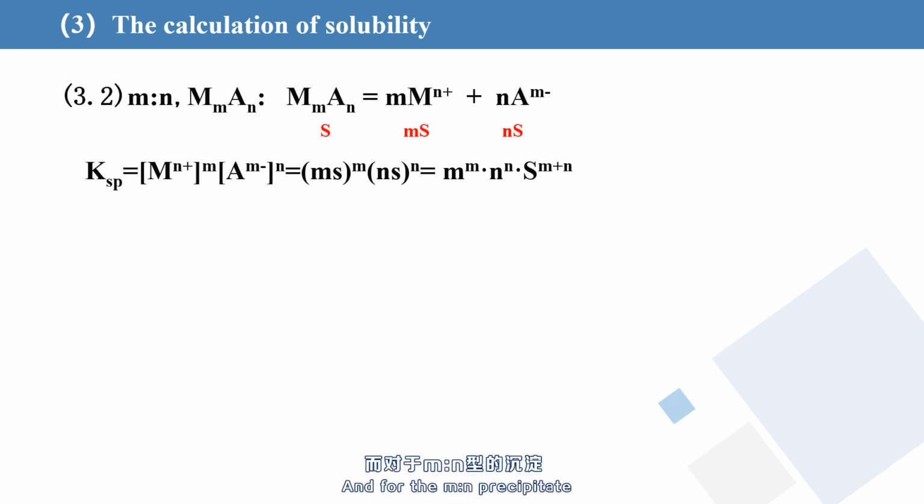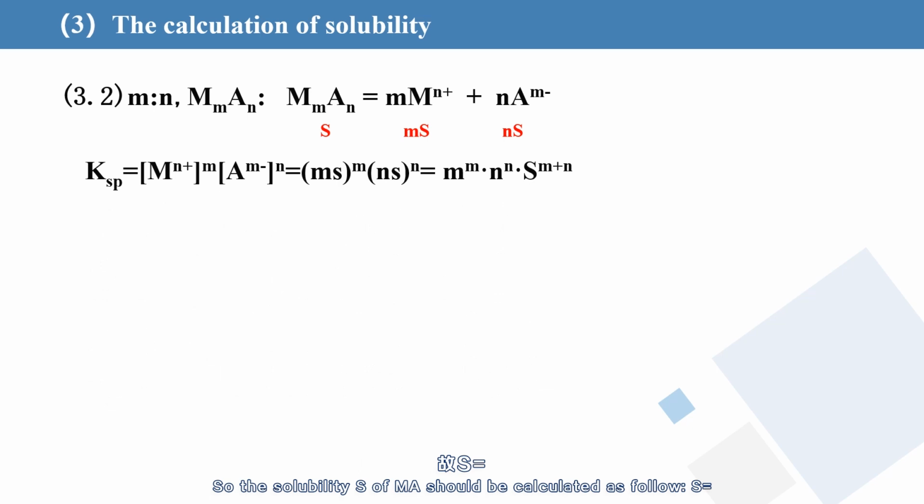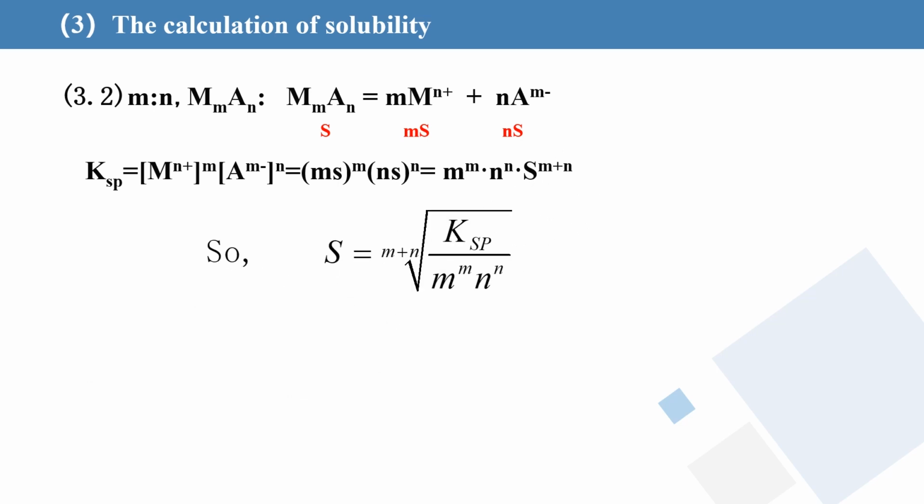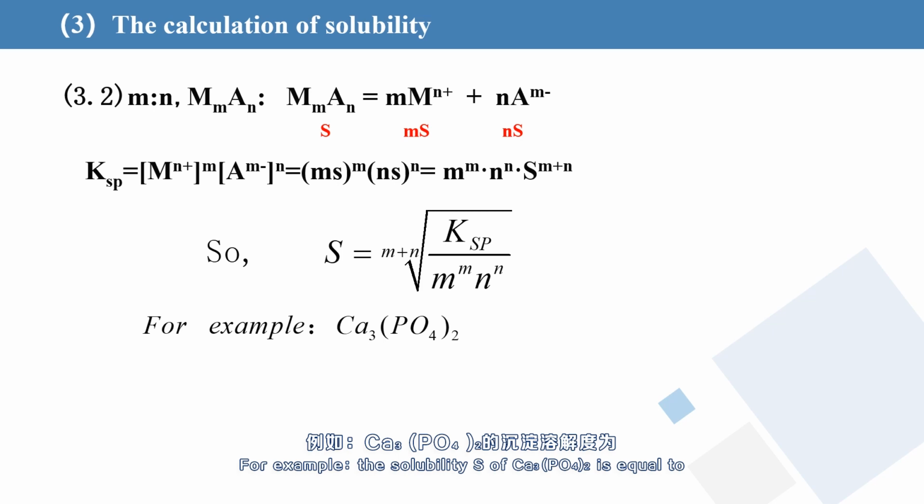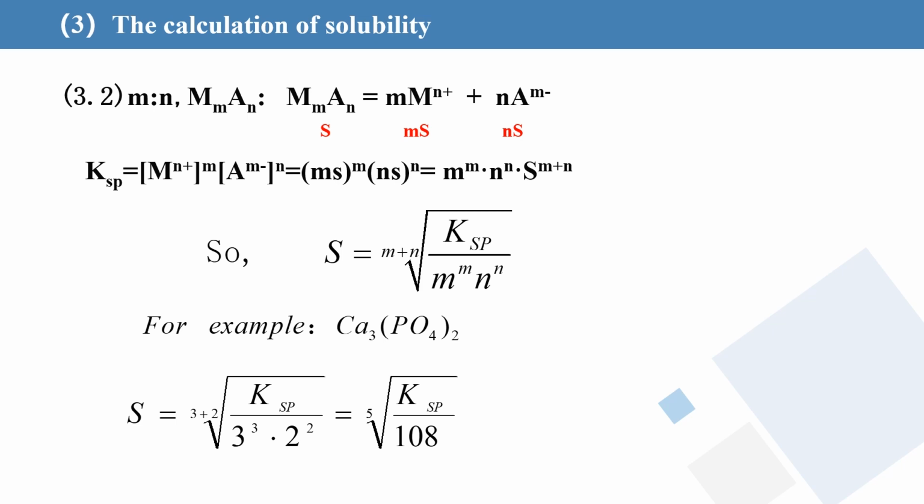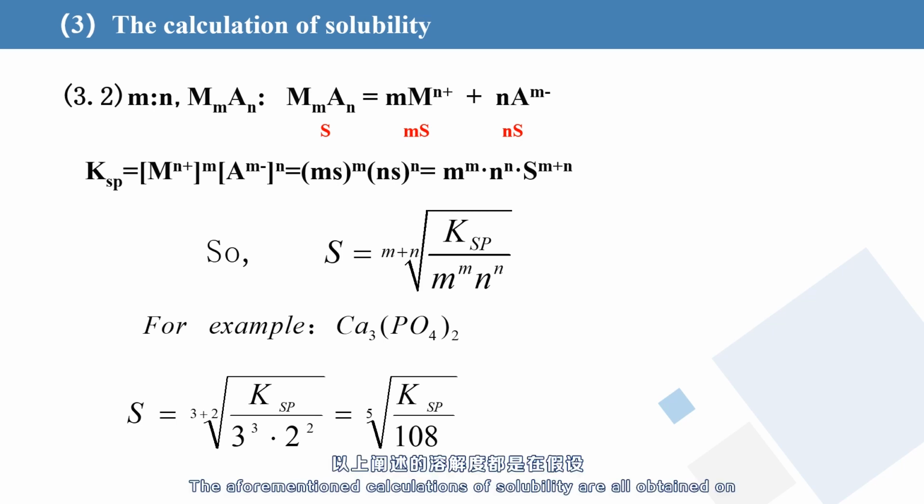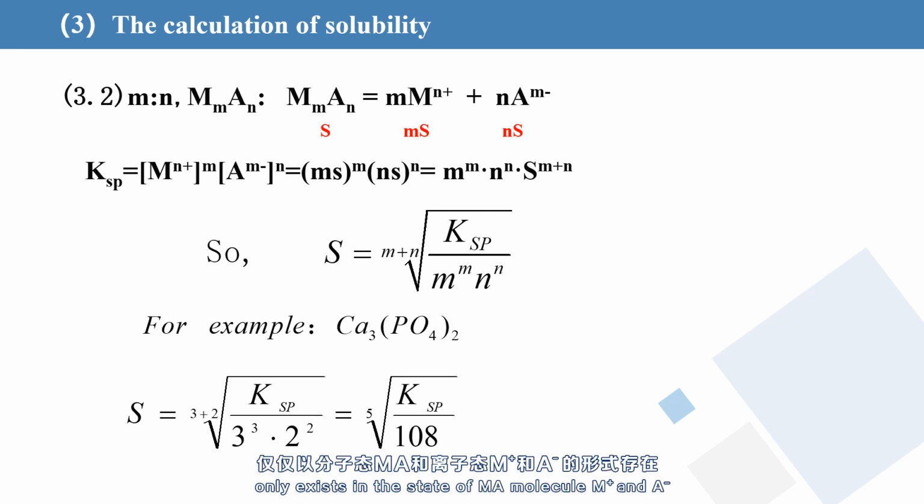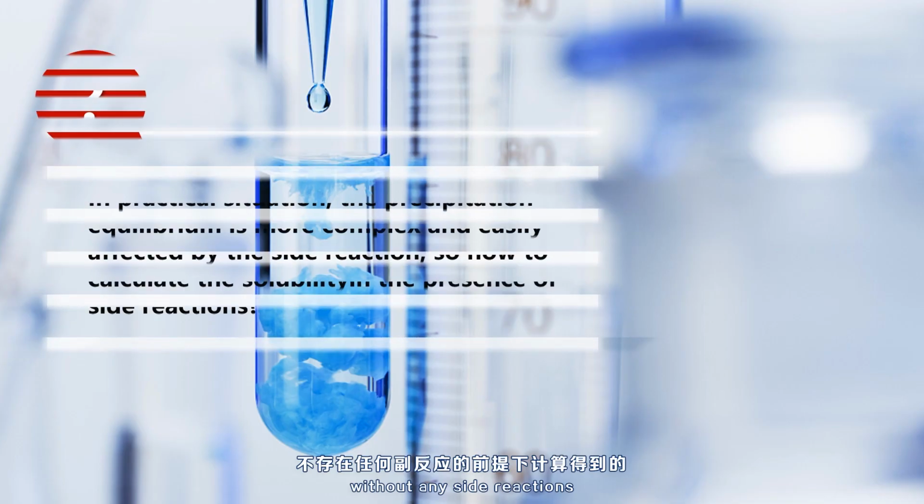And for the M2N precipitate, the solubility S should be calculated as follows. For example, the solubility S of calcium phosphate is equal to. The aforementioned calculations of solubility are all obtained on the premise that the dissolved MA only exists in the state of M and A, without any side reactions.